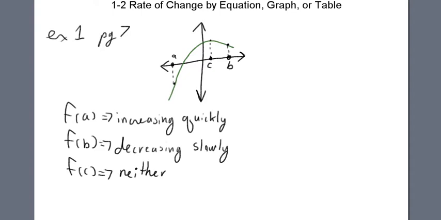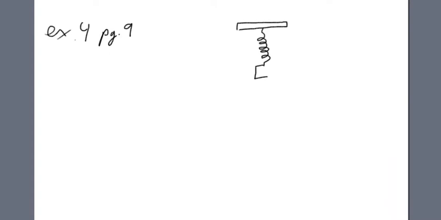Now, let's take a look at another example. Let's look at example 4. Example 4 gives us a good example of a table. So this is on page 9. In this one, we have a mass hanging from a spring, bouncing up and down. So let's say this is my ceiling, and let me make my string, and here's my mass. So it is bouncing down, back up and down, up and down.